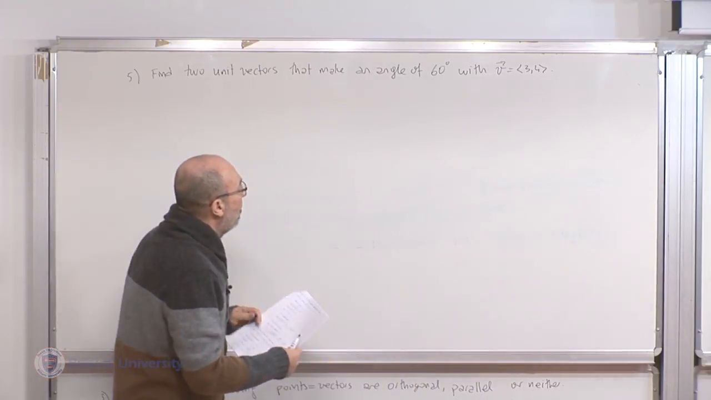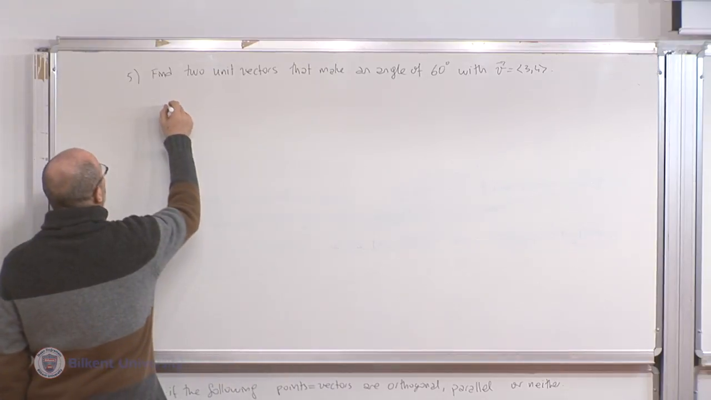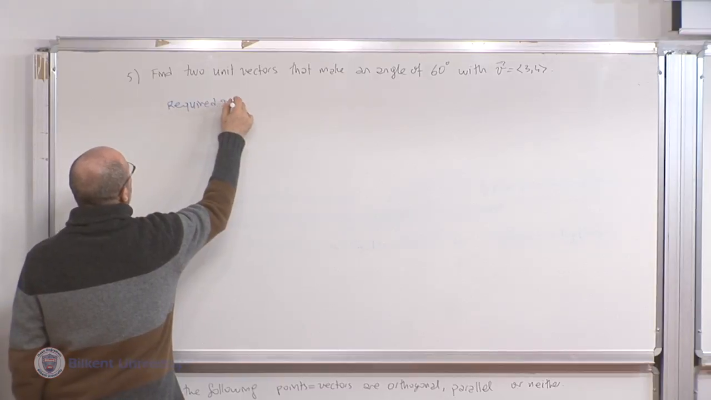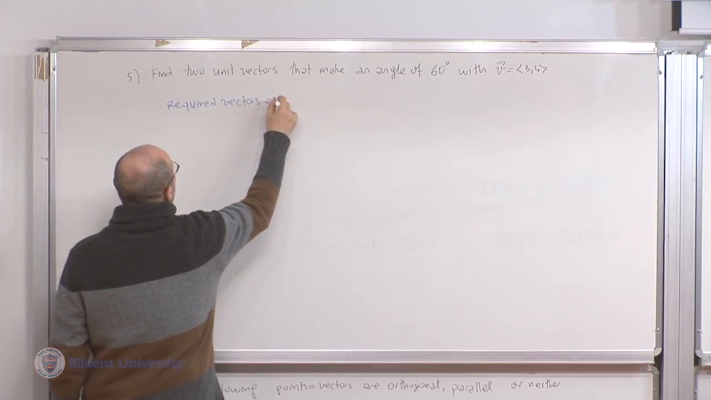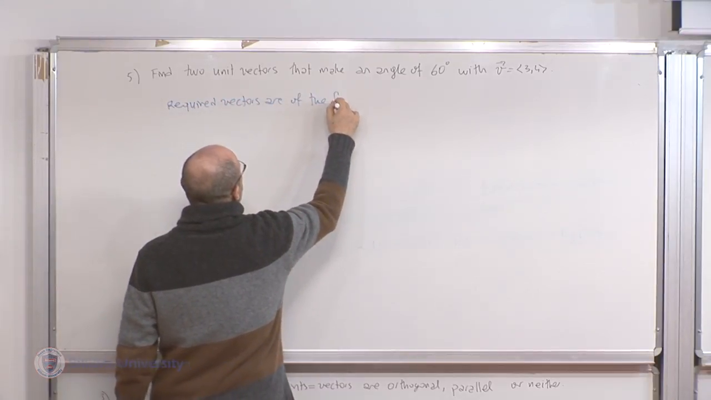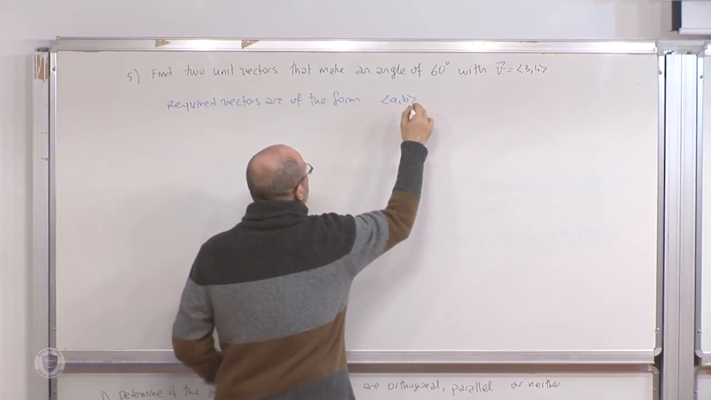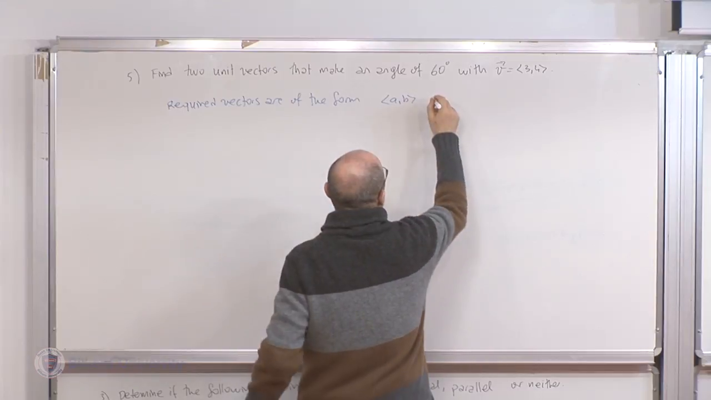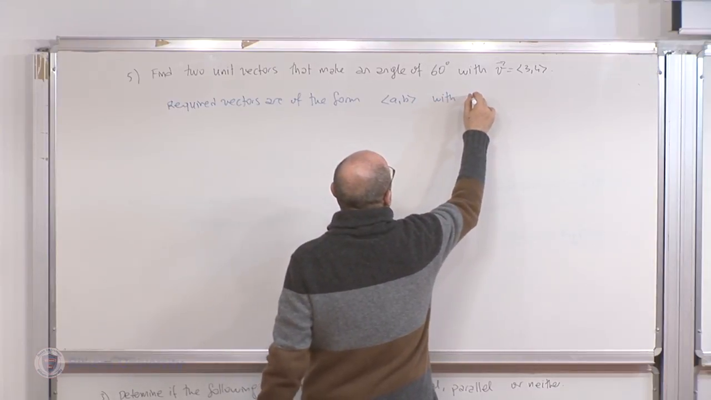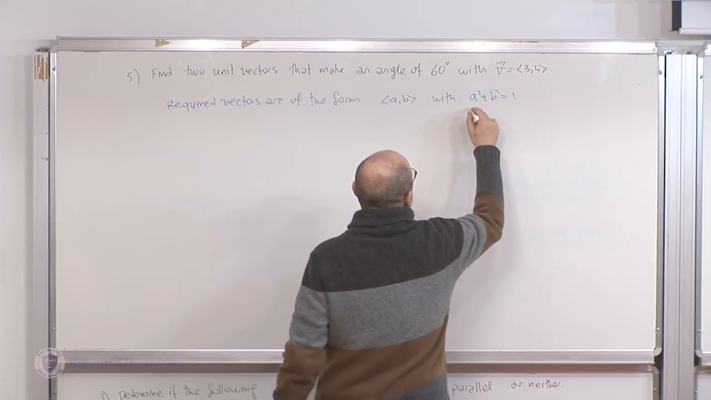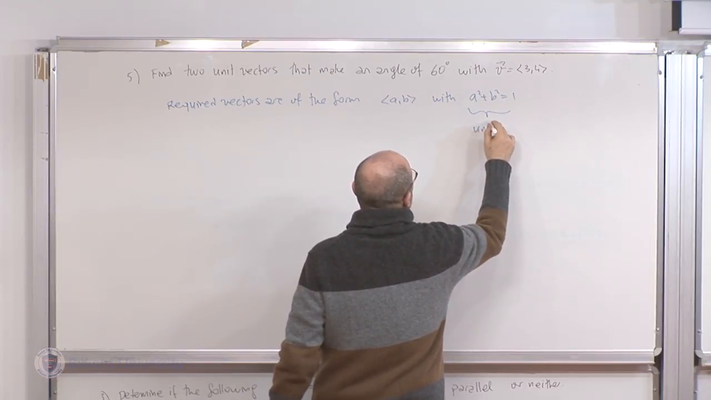Okay, so our required vectors are of the form (A, B). We have A squared plus B squared equals 1. So this is for a unit vector.